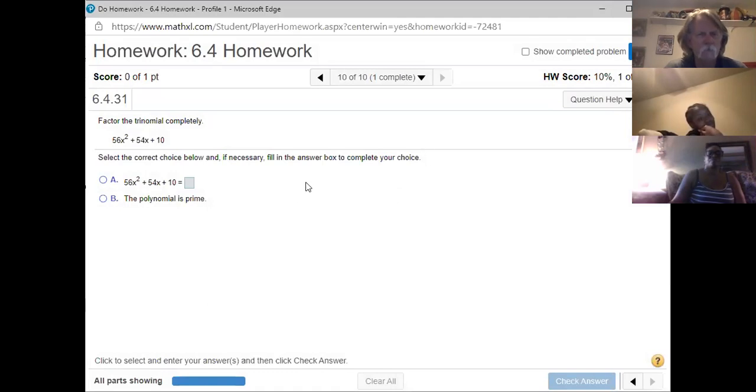All right. First thing I'm going to do is factor out a 2. So that's going to be 28. Doesn't really help out a lot. That's still a big number. 28x squared plus half of 54 is 27 and a 5.